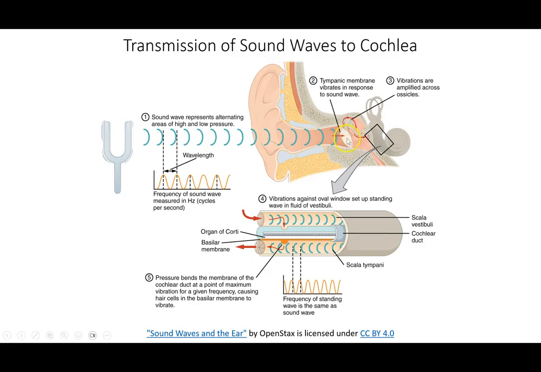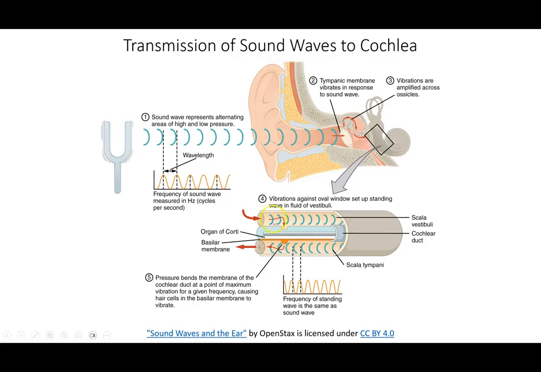It will transfer those vibrations across the ossicles, and the ossicles are also going to help amplify those vibrations, making them much stronger. And then they will vibrate against that oval window, which is going to start causing all of that lymph fluid to start moving in more of a wave-like fashion.